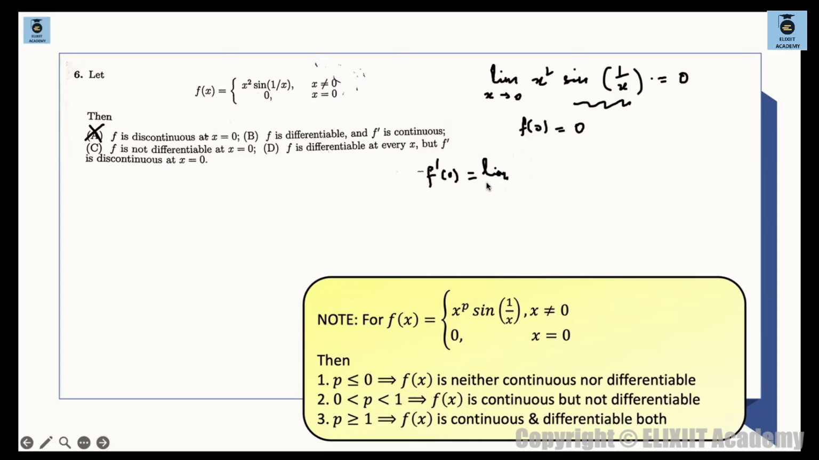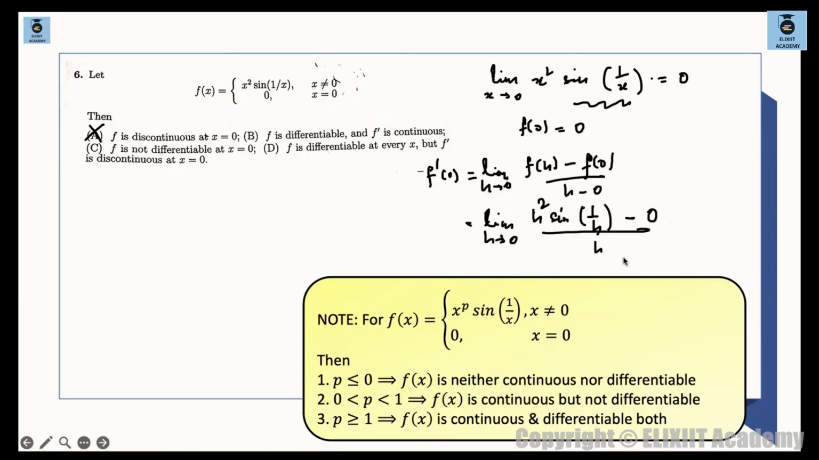f dash of 0 will be what? Limit h tends to 0, f of h minus f of 0 divided by h minus 0. Solve with that, limit h tends to 0. f of h is what? f of h will be h square into sine 1 upon h, minus f of 0, which is 0, divided by h. So this h and this h will cancel out. So what is remaining? h into sine 1 by h, which is still 0. So the function is differentiable.